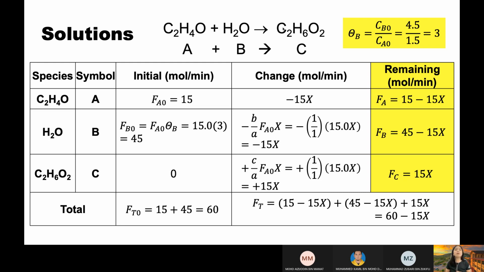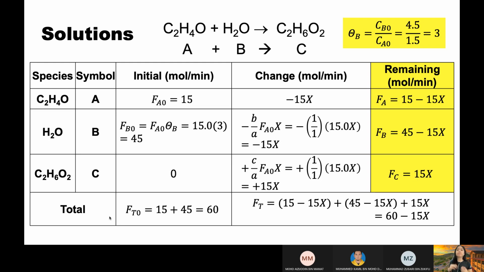So C per A is still 1, because you see the reaction 1A, 1B, 1C. FA0 is still 15, X is still unknown. So we leave it, so it becomes plus 15X. So what is the remaining molar flow rate of C, FC? It equals the change, 15X. Initial, there's none, right? So initial is none, then copy the change, 15X. Then the last one, total.